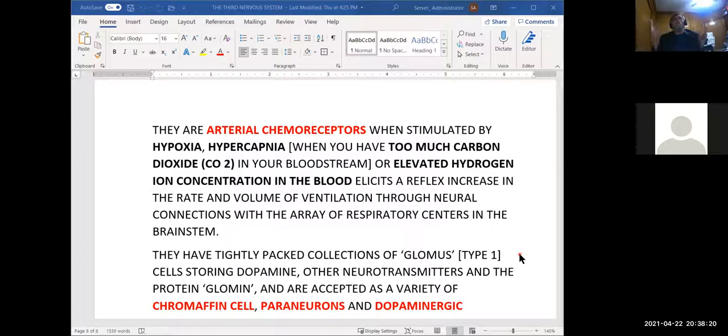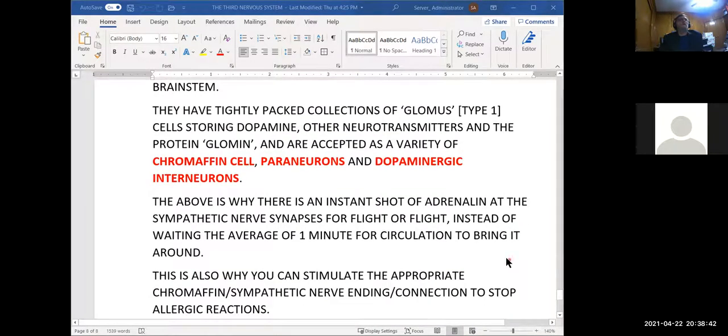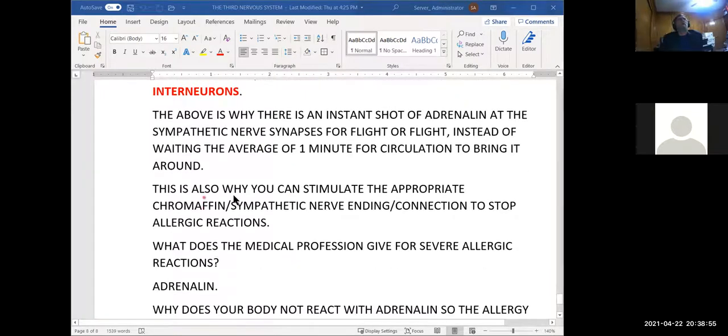In the same way, when you need any hormone, you don't have to wait for it to circle through the body. It's produced right there in the cell itself. Okay, does that make sense? Let's see the answer in the chat box here. Okay, that's good. We're all learning something here. So the above is why there's an instant shot of adrenaline at the sympathetic nerve synapses for fight or flight instead of waiting an average of 1 minute for circulation to bring it around.